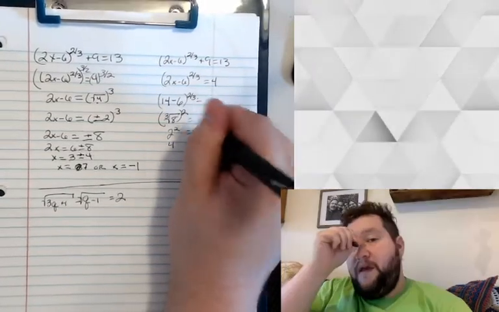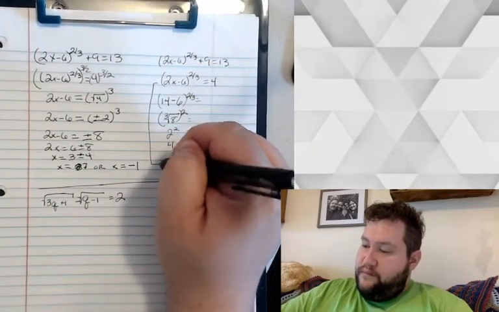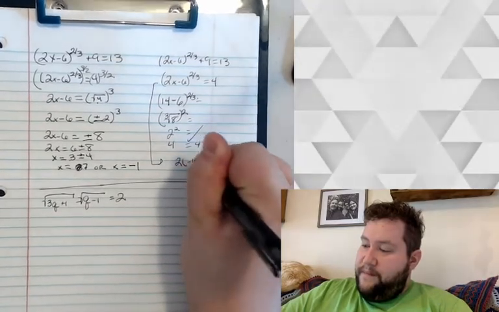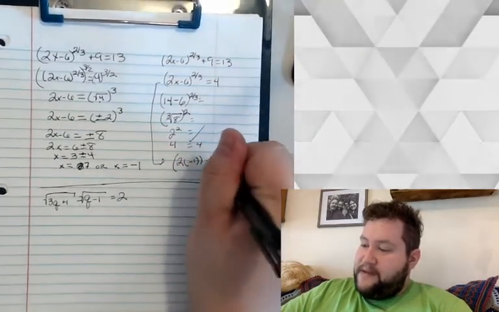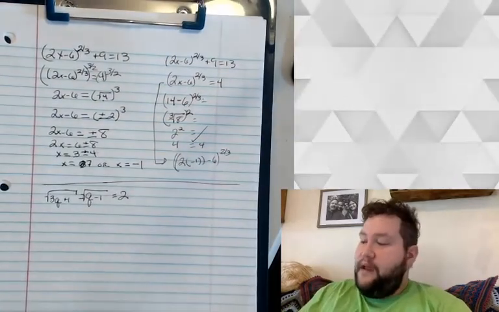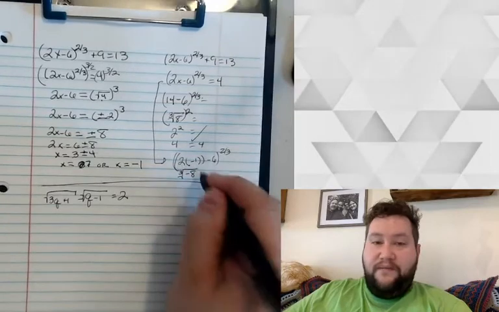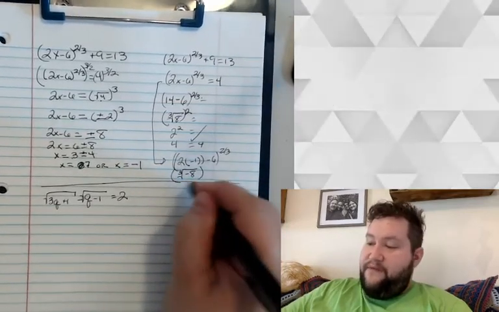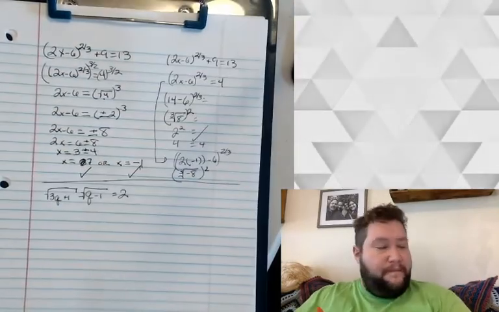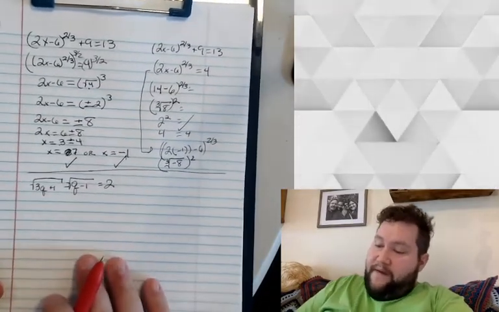So we're good there. And we'll check our negative 1. So we're going to have 2 times negative 1 minus 6 to the 2/3. We want to see if that's equal to 4. Negative 2 minus 6 is negative 8. The cube root of that is negative 2. And we square that, we get 4. So check and check. So that wasn't so bad. And now this last example is important because there are 2 radicals. We have to isolate them.